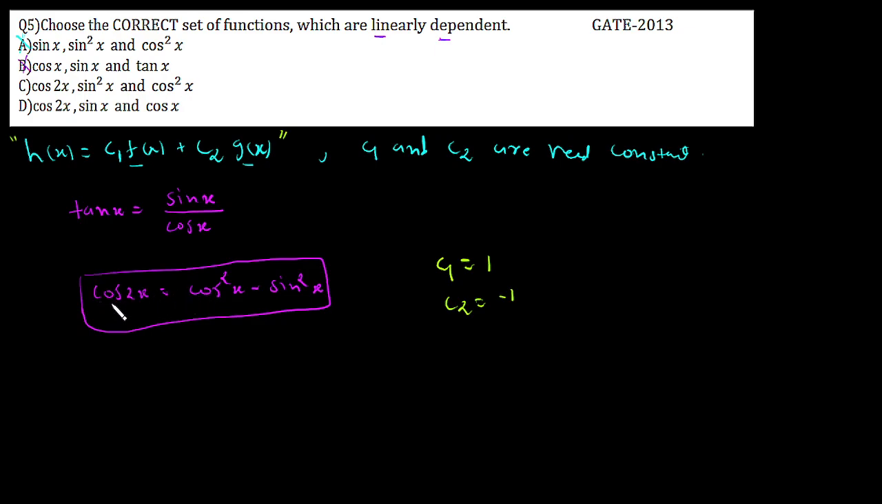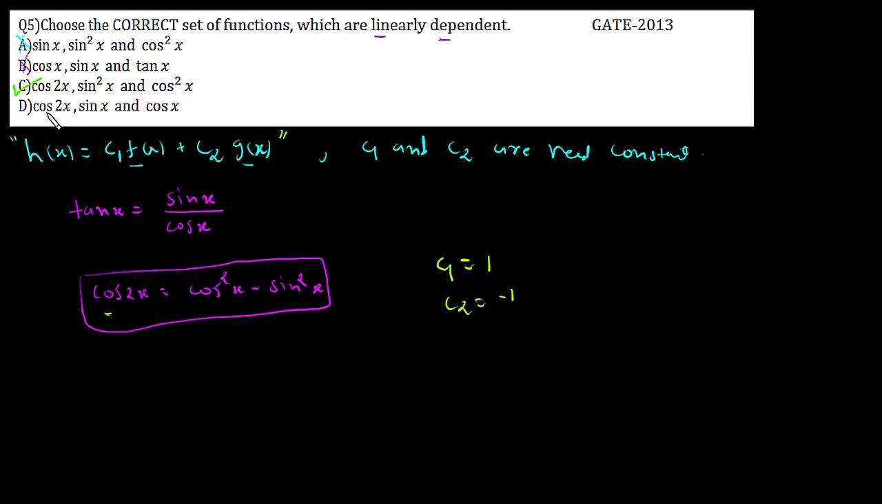So we can say this third one is linearly dependent on these two functions. So we can say option C contains the correct set of functions which are linearly dependent. So option C is the correct set of functions. Now let's also check option D.